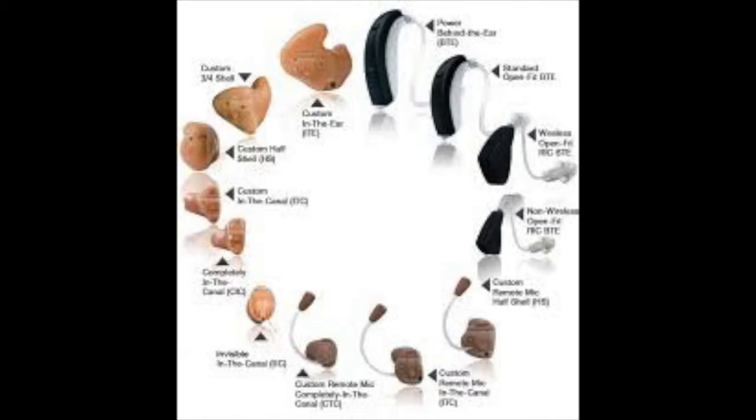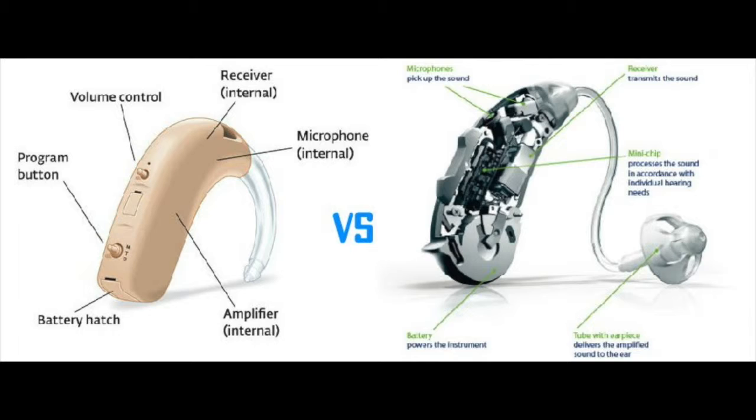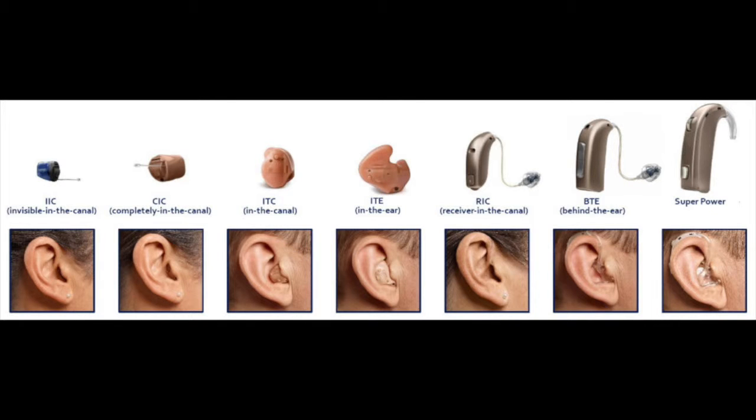There are different types of hearing aids. The major two are analog and digital. And there are also different types of how a hearing aid looks. For example, there could be behind the ear and in the ear, and more.